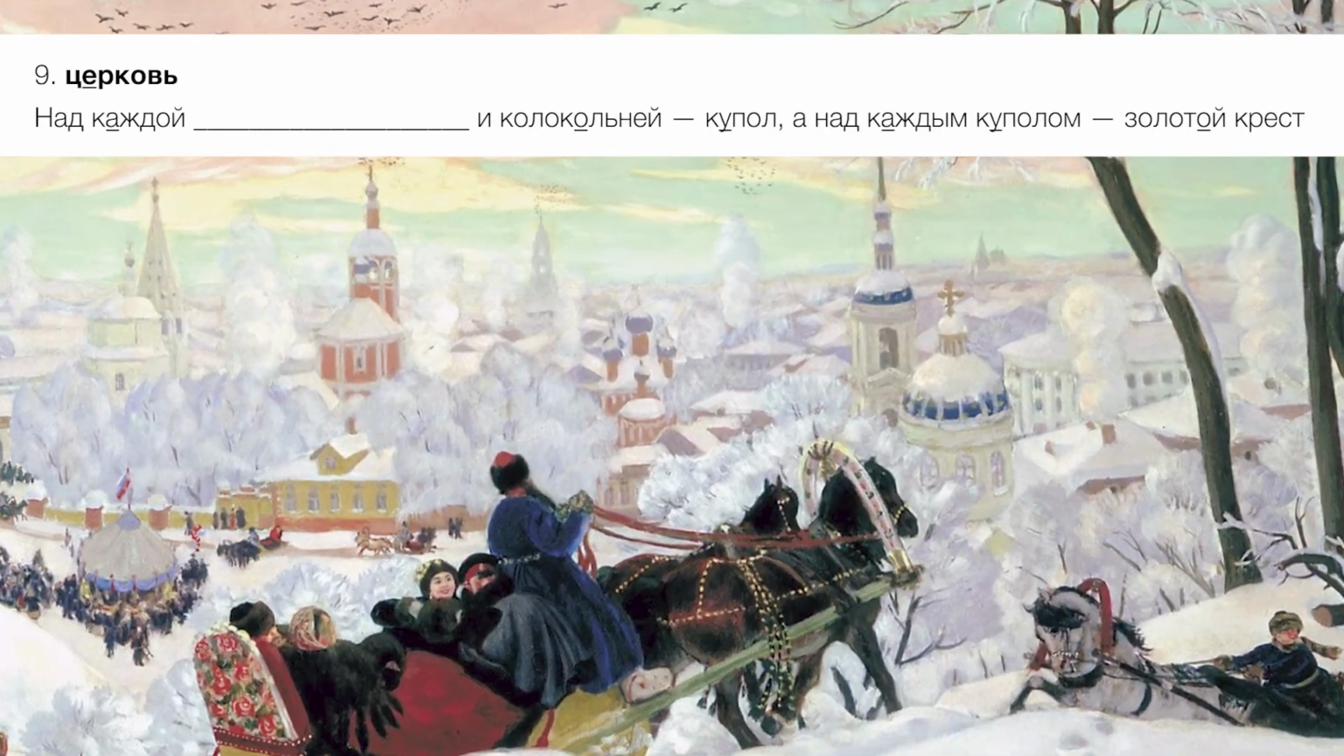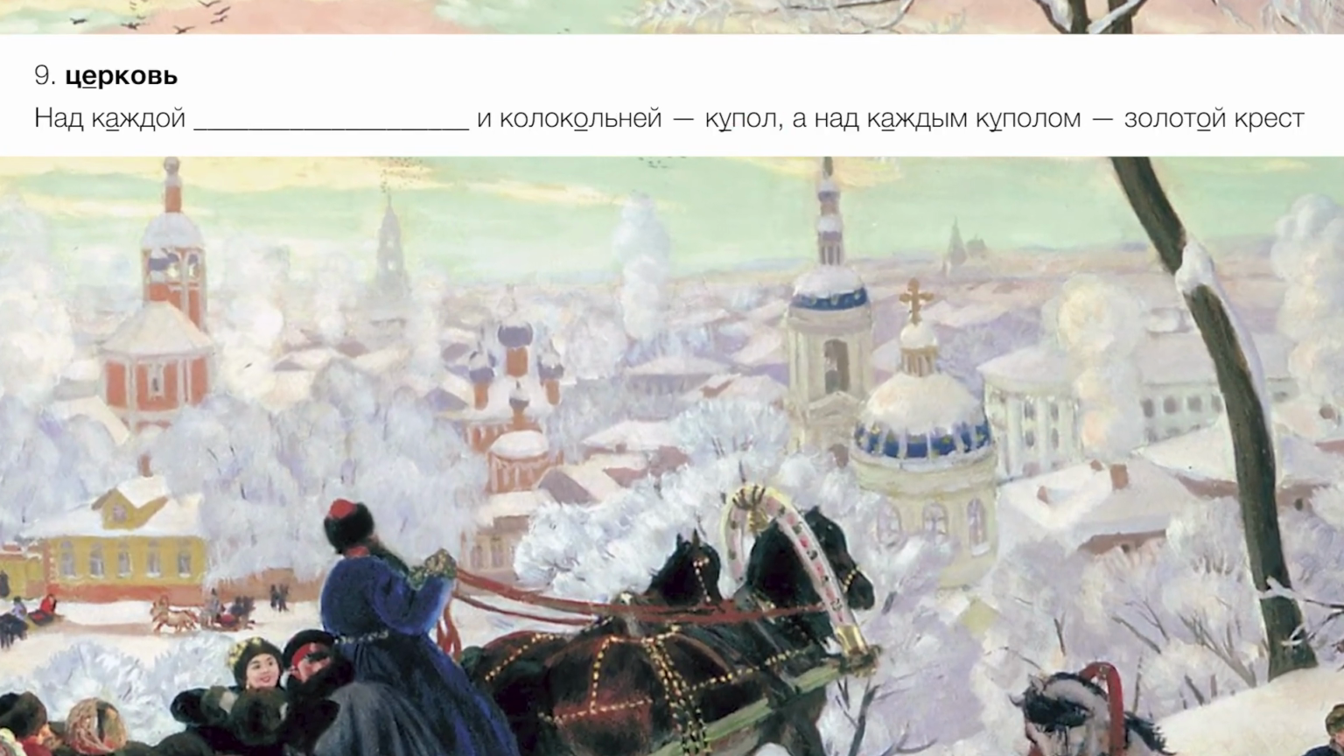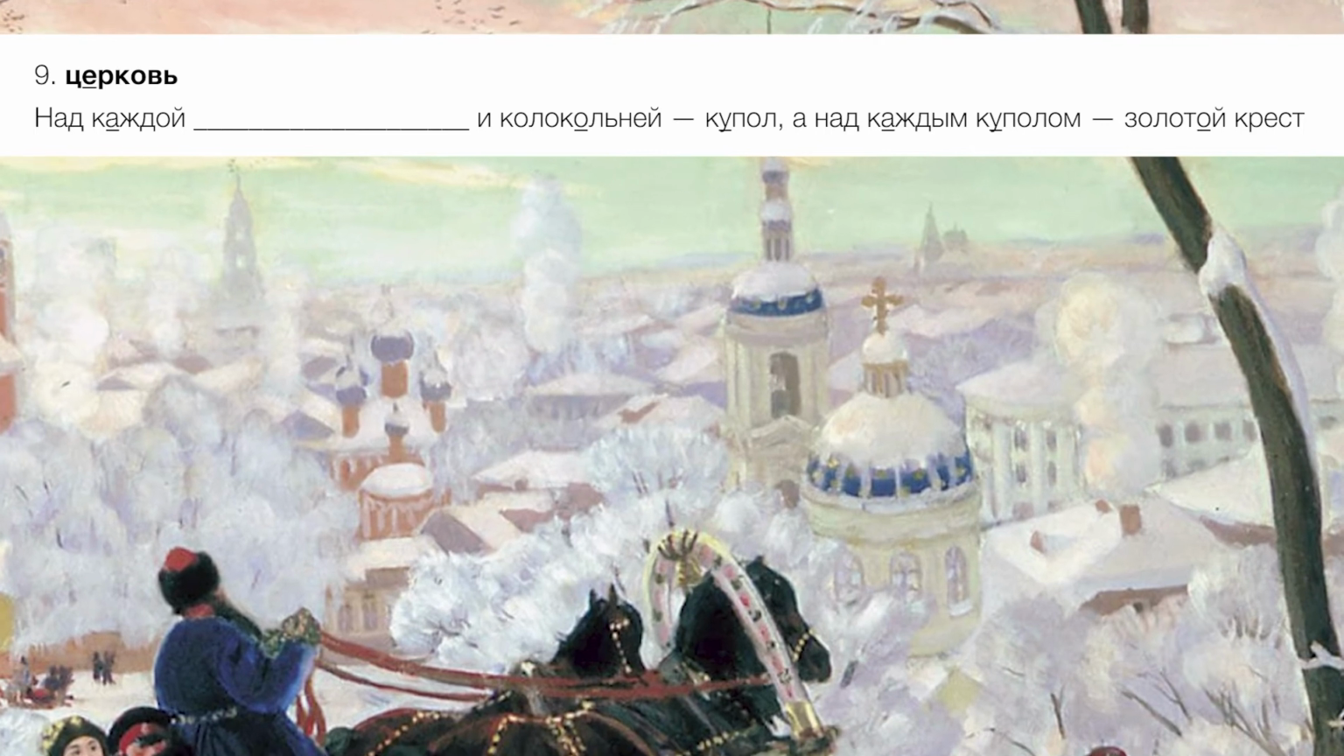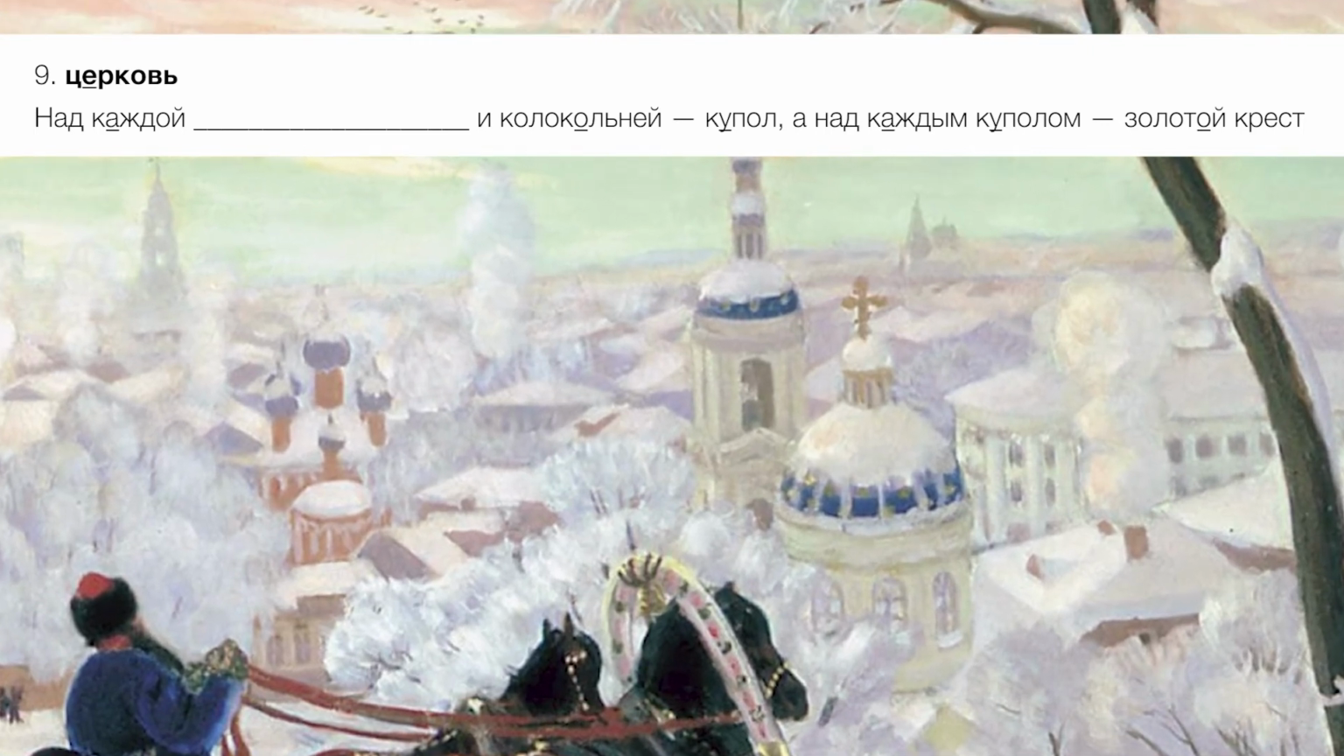9, церковь. Okay, that's an E noun, as we just saw. It's got a mobile vowel, so we have to be careful. Above every church and every bell tower is a купол, a cupola, like a dome, right? Like the onion domes, as we know, that are so characteristic of Russian church architecture.